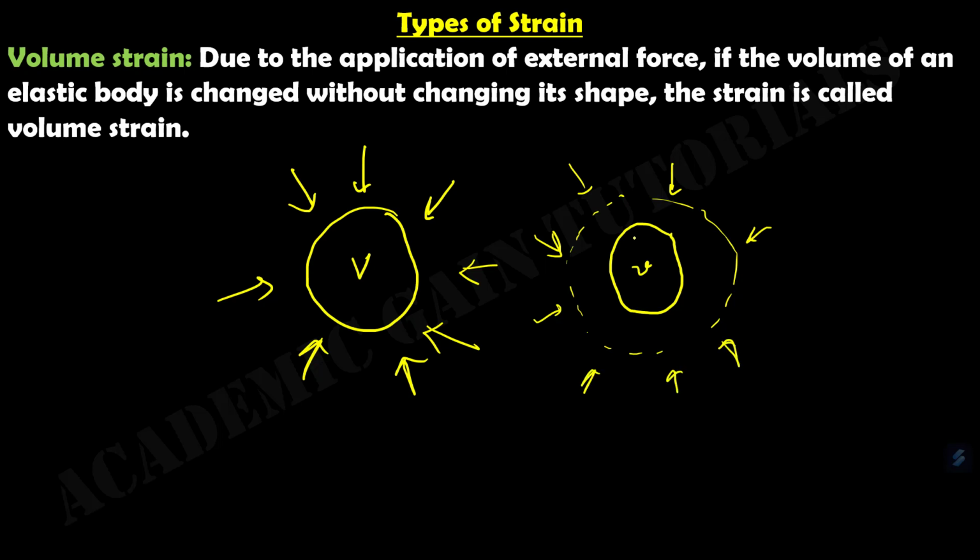This kind of strain is known as volume strain, and the formula of volume strain is change in volume divided by actual volume. So our small v is the change in volume, and capital V is the actual volume.